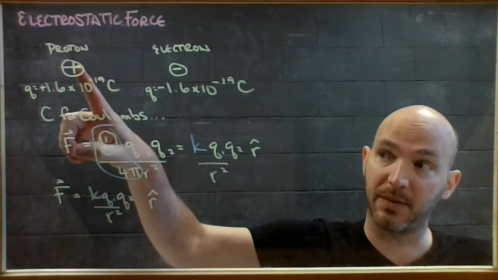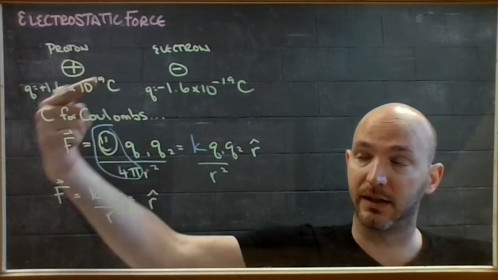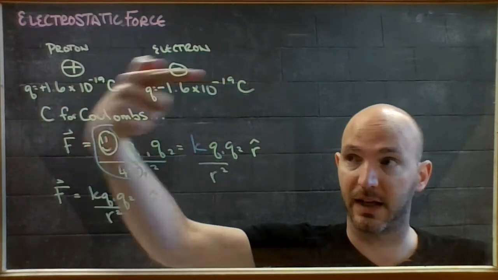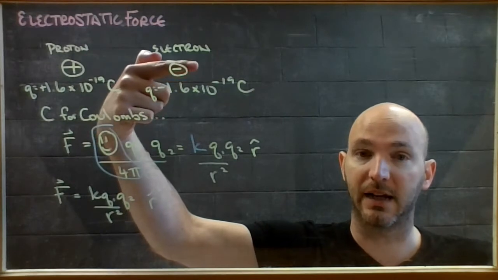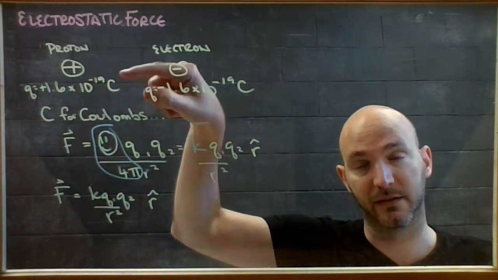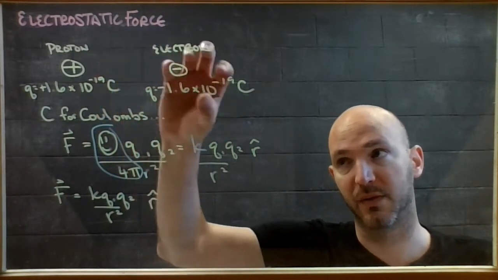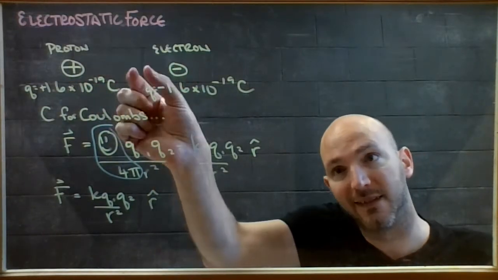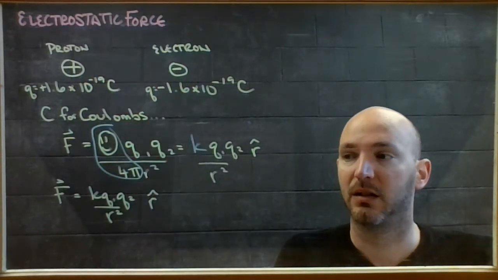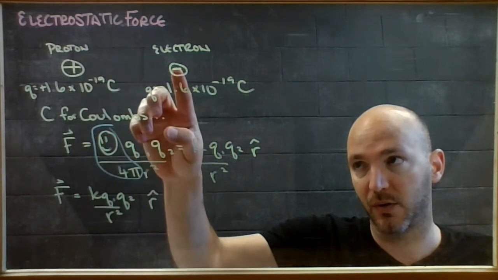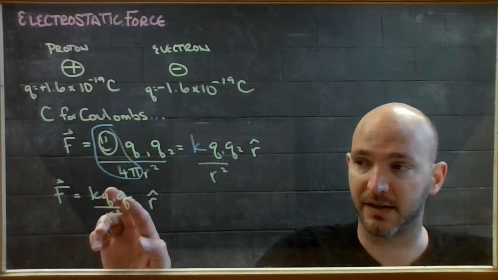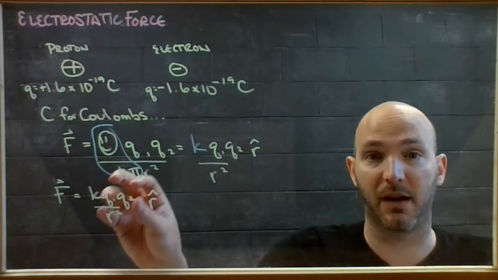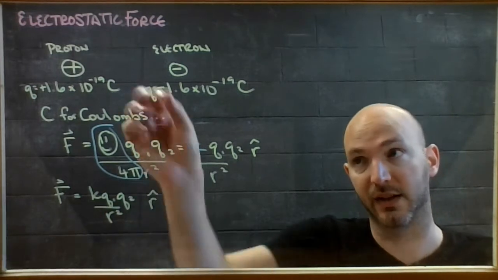So if I pick this thing, the radial direction is that way, coming out of the proton. Negative says I should flip that. So the force between these two things is going to be attractive. If I put a proton and a proton here, this would be a positive and a positive, and I would get a net positive answer in the radial direction. That's repulsive.